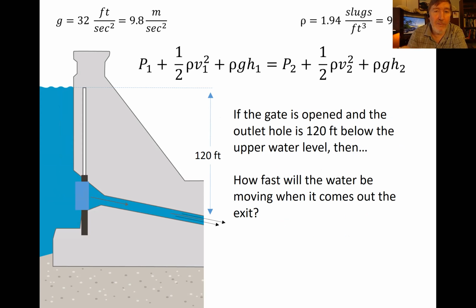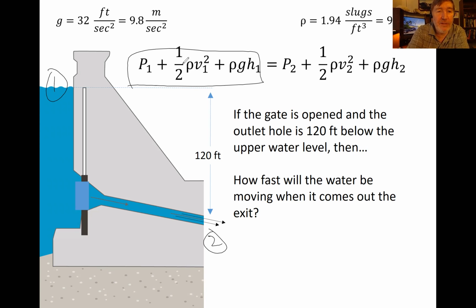So where do we pick our 1 and our 2? Our 1 is going to be up here. Our 2 is going to be right here. So the left side of the equation is everything that relates to the 1. The right side of the equation is everything that relates to the 2.